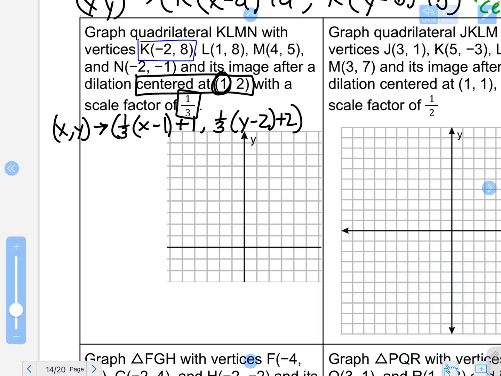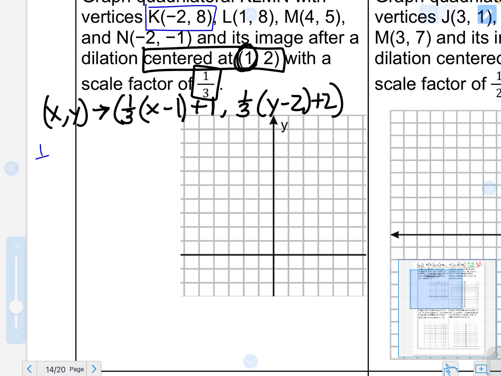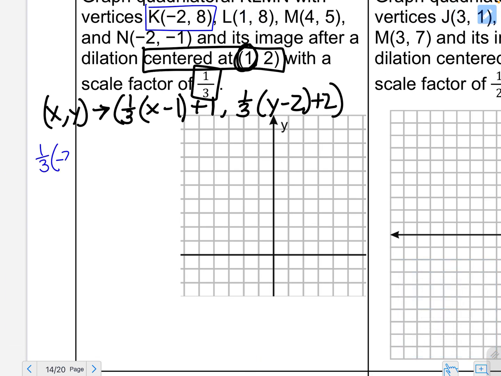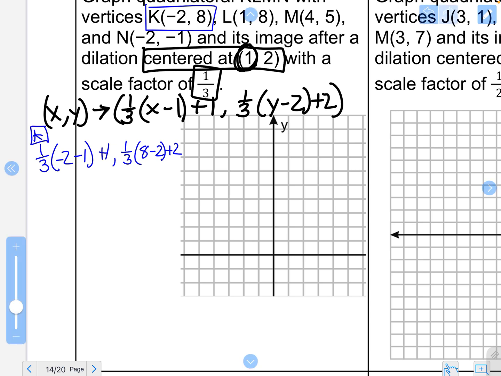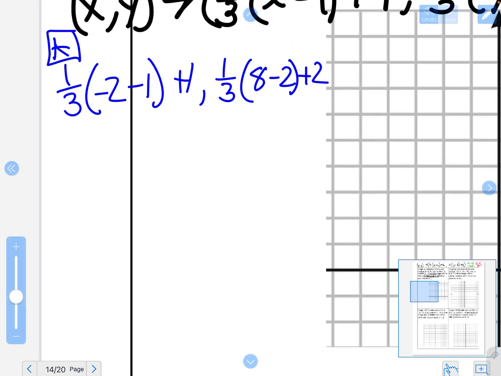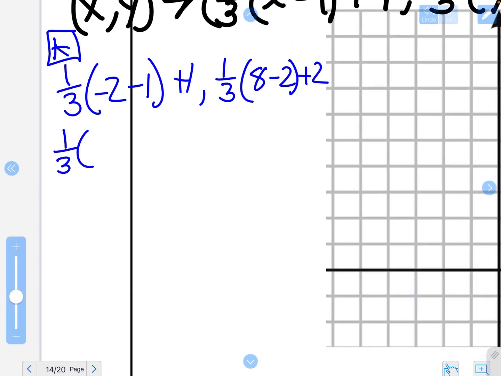So now I'm going to take k, which is negative 2, 8, and we're going to go 1/3 minus 2 minus 1 plus 1, comma, 1/3. We're going to get our y, which is 8, minus 2 plus 2. And again, this is for k. So I do parentheses first. So it's going to be 1/3. A negative 2 minus 1 is negative 3 plus 1. 1/3. 8 minus 2 is 6 plus 2.